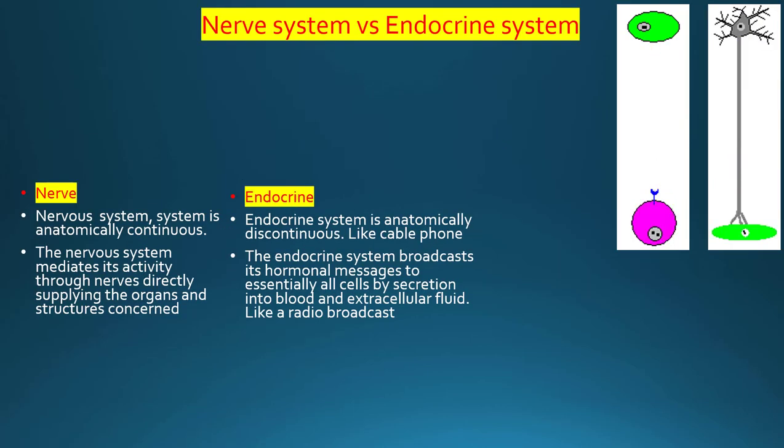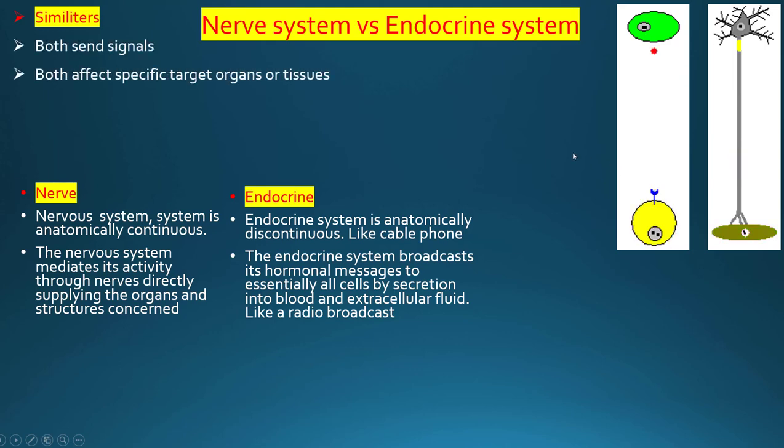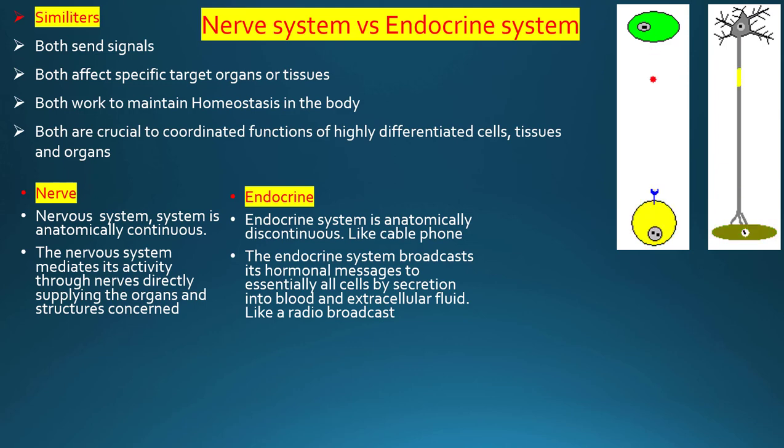Thyroxine. Nervous system versus endocrine system: similarities. Both send signals; hormone and nerve send signals. Both affect specific target organ or tissue. For both, the organ or tissue is specific. Both work to maintain homeostasis in the body. Both are crucial to coordinate the function of highly differentiated cells, tissues and organs.